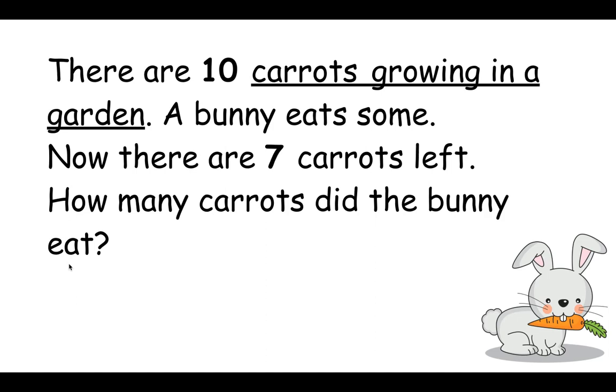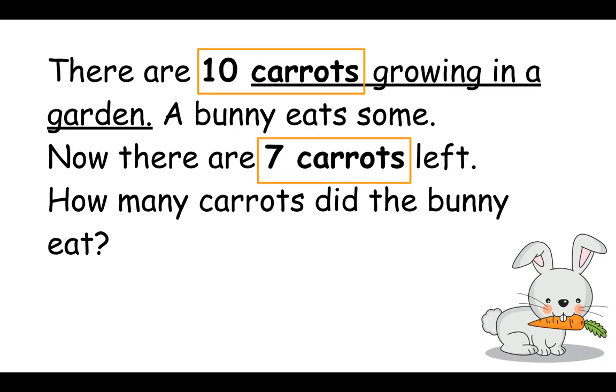So now I added in the numbers, but I want you guys to think about what are the important numbers in this word problem? What are they? And on the next slide, I have them boxed. So our important numbers for this problem are 10 carrots and 7 carrots. So these are the two numbers that we have to solve the problem.